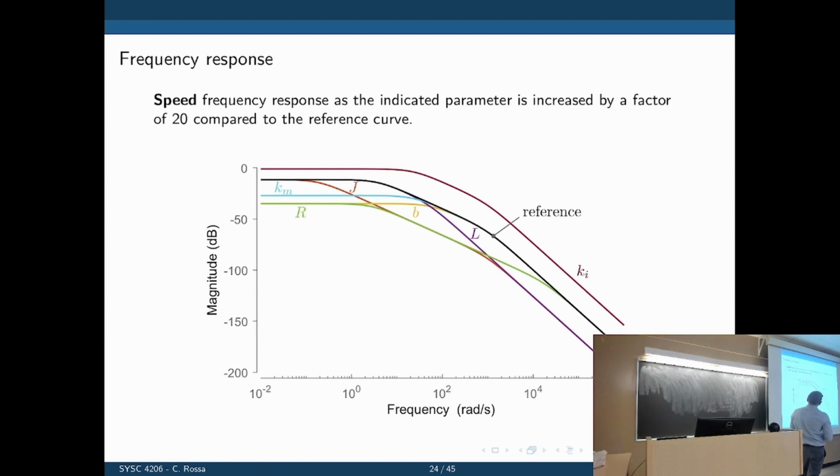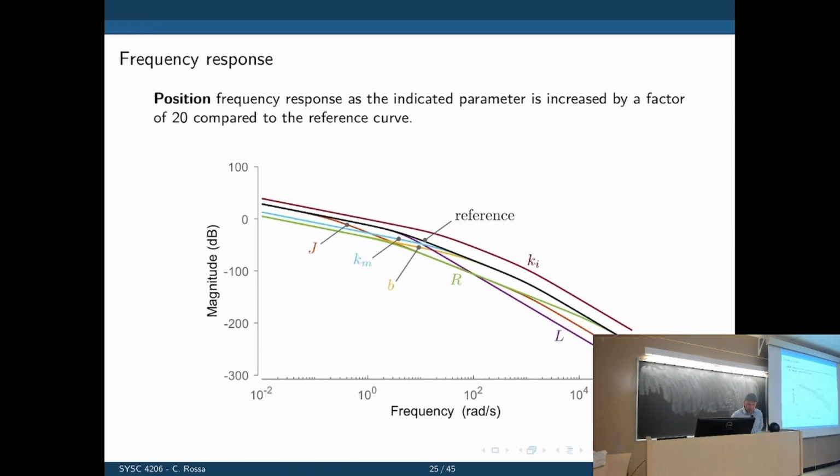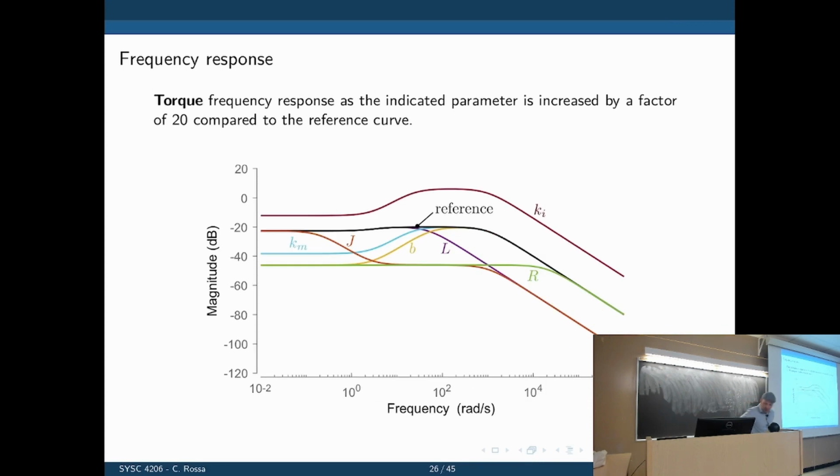What else can we tell from that graph? So Ki is important, Km is important as well. Right? So we increase Km, surprisingly, the speed gain goes down. Right? Because now Km is greater, the more back EMF, the less the current, the less the torque, the less the speed, and so on. Right? So this tells us the influence of each of these parameters. I'm going to skip position and just jump to torque.